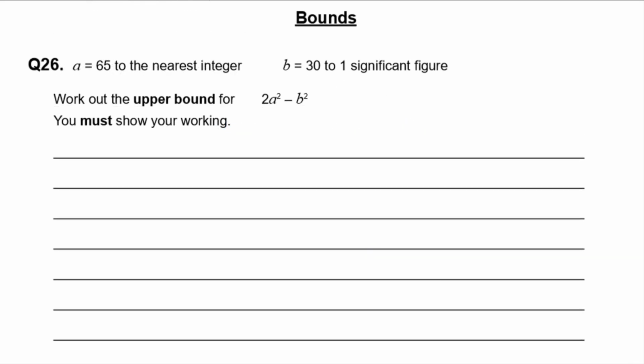Next up, we've got error bounds. So question 26, A is 65 to the nearest integer and B is 30 to one significant figure. Work out the upper bound of 2a squared minus b squared. Okay, so we need the bounds for A and B first.